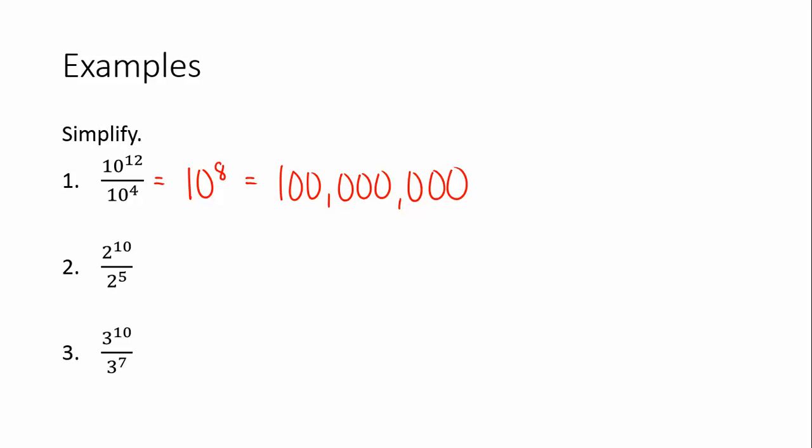Example 2, we have 2 to the 10th over 2 to the 5th. So when we subtract the exponents, 10 minus 5, we get 2 to the 5th. 2 to the 5th, remember, is 2 times 2 times 2 times 2 times 2, 5 times, which is 32. In example 3, we have 3 to the 10th over 3 to the 7th. If you want to pause the video here and try to solve this one on your own. But 10 minus 7 is 3, so that's 3 to the 3rd power, or 3 times 3 times 3, which is 27.